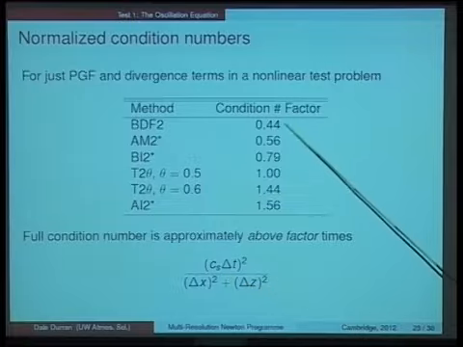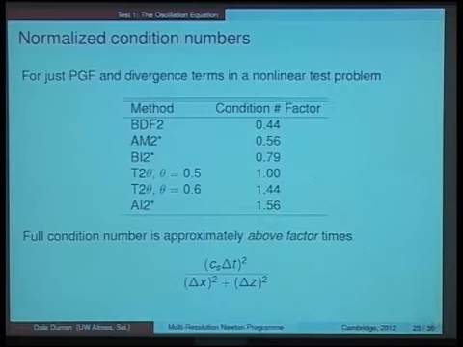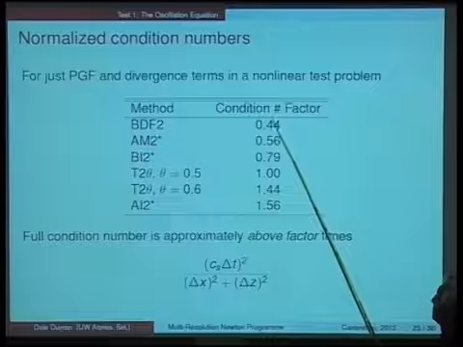So you can compare all the condition numbers just by looking at this table, and you see the lowest condition number is this BDF2. So if you're trying to do iterative solutions in a problem that is complex and requires iterative solutions, you're going to be happy to have the smallest condition number.